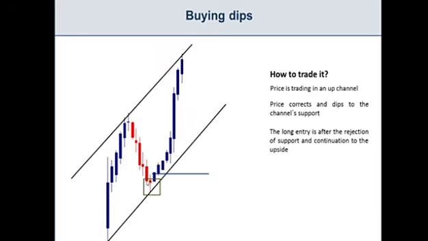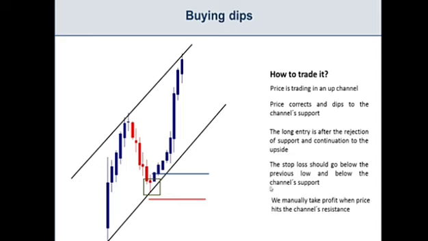And the rejection, of course, of the channel support. Here we have the long entry, and of course the stop loss should go below the previous low and below the channel support, because if price changes direction and breaks the channel support and this low right here, our long idea will no longer be valid and we must get out of the trade immediately. In this case it didn't happen, and we hit our zone where we manually take profit when the price hits the channel's resistance right here.